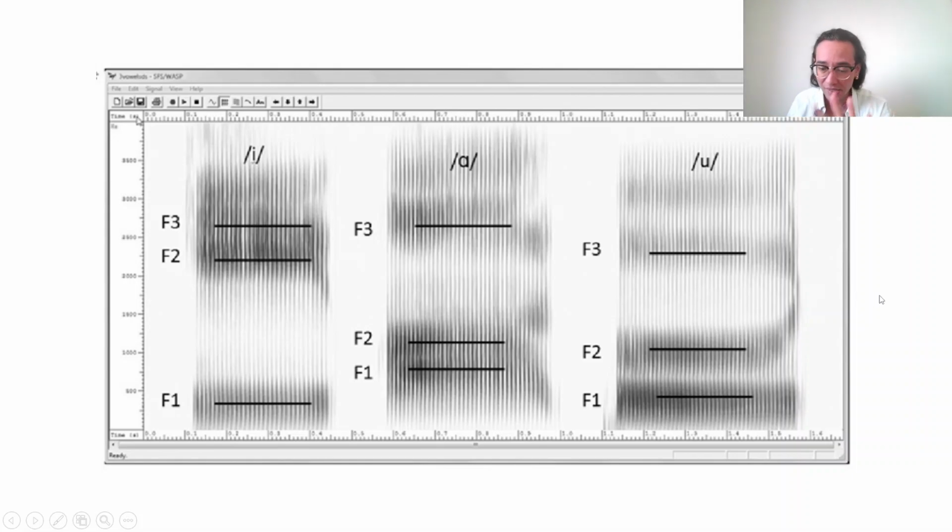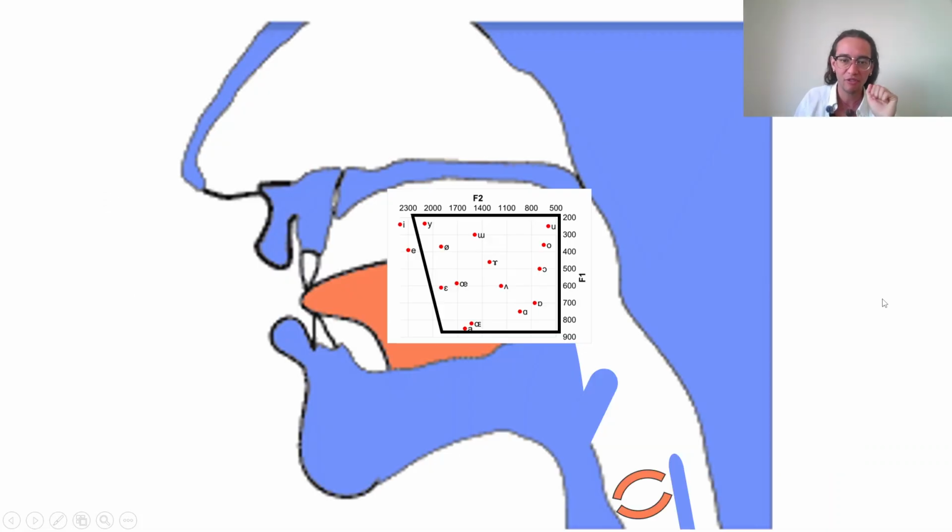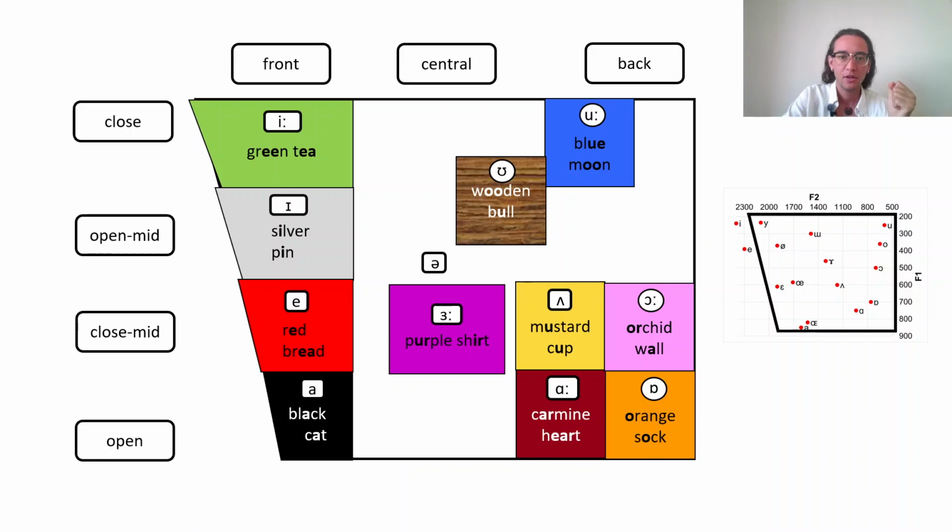So they don't match up exactly, and that's normal. That's totally fine. Okay, now that's the theory. What about the practice? So here we have, I believe, 17 of the 20 or so English vowels.